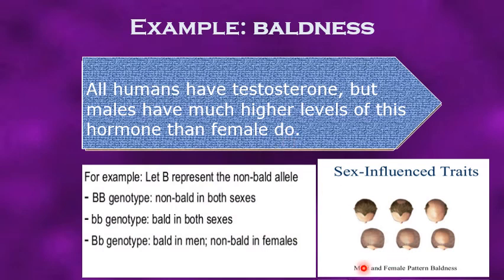This image shows male and female pattern baldness. For example, let capital B represent the non-bald allele. Then the capital B genotype means non-bald in both sexes, and the small b genotype means bald in both sexes. The heterozygous genotype means bald in males, non-bald in females.